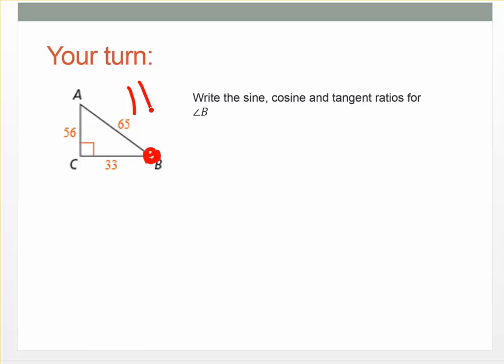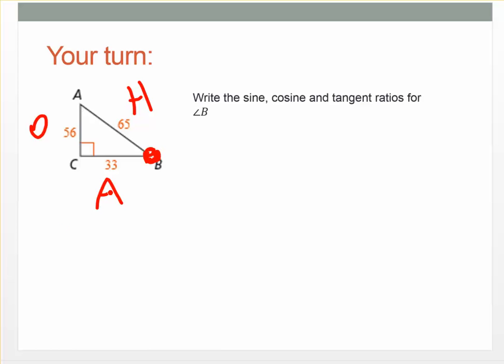So the hypotenuse is easy. That's across from the right angle. The opposite is the one we have to travel across to get to. So this is our opposite. And then the adjacent is the only one left over. Notice how I leave the adjacent for last every single time. It's always the one that's left over.